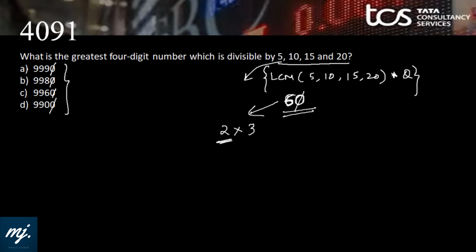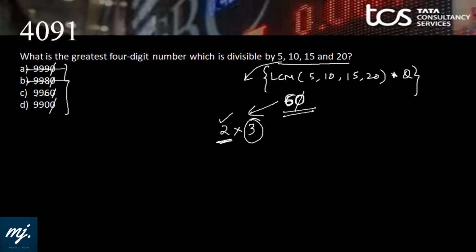It should be an even number. This is not an even number, but these 3 are even numbers. Done. It should be divisible by 3. The sum of digits should be divisible by 3. 9 plus 9 plus 8: 9, 9, 18, plus 8 is 26, which is not divisible by 3.